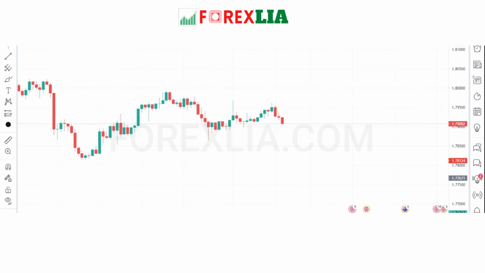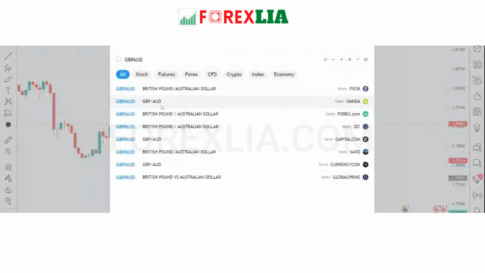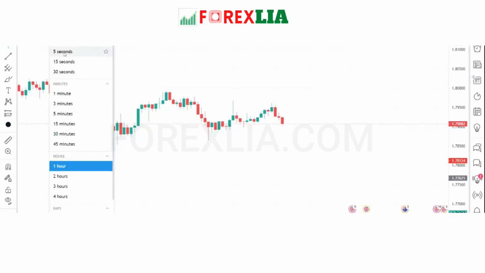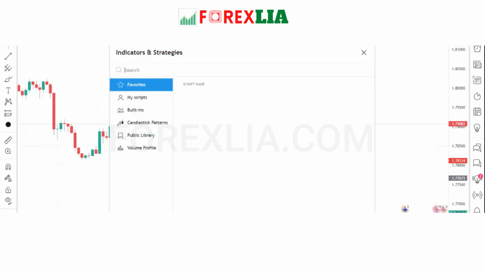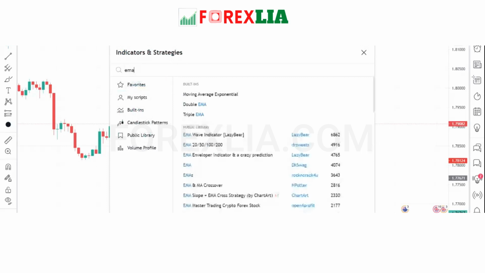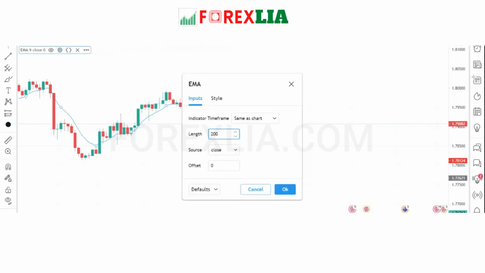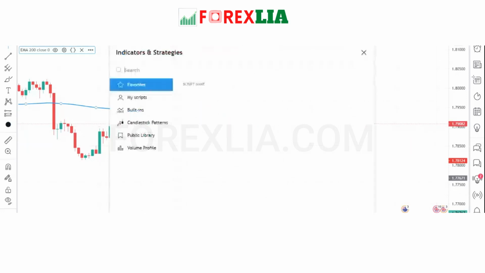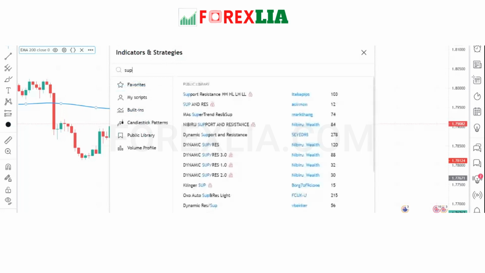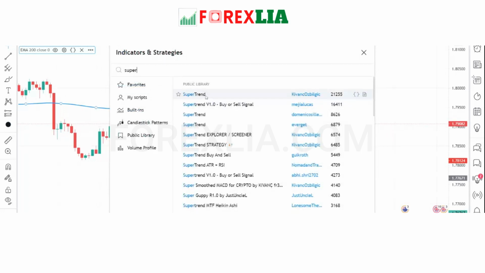So today I am going to share with you the best Forex trading strategy. We open GBP/AUD in the H1 time frame. For this strategy we need to apply, first, the 200 period EMA, and second, Supertrend with default settings.